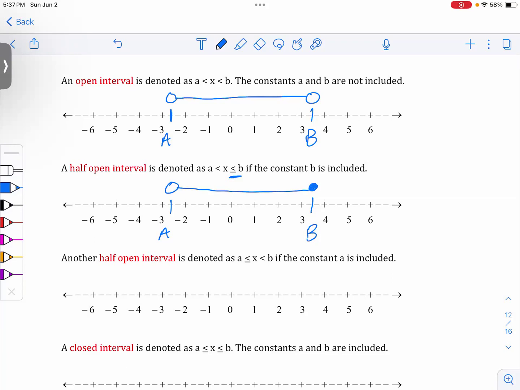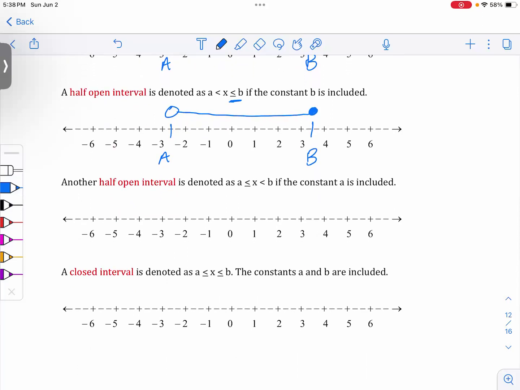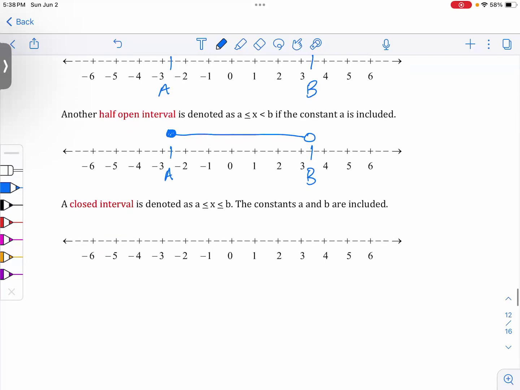X is greater than A and less than or equal to B. And so we identify that as a closed circle when we identify that it is included. And same thing, but the other direction. A is included to the open value B, strict less than. And then closed to closed. And that's how we graph values on the number line.